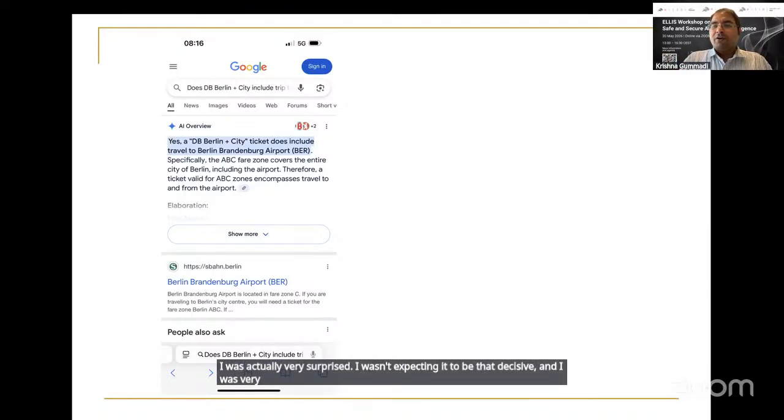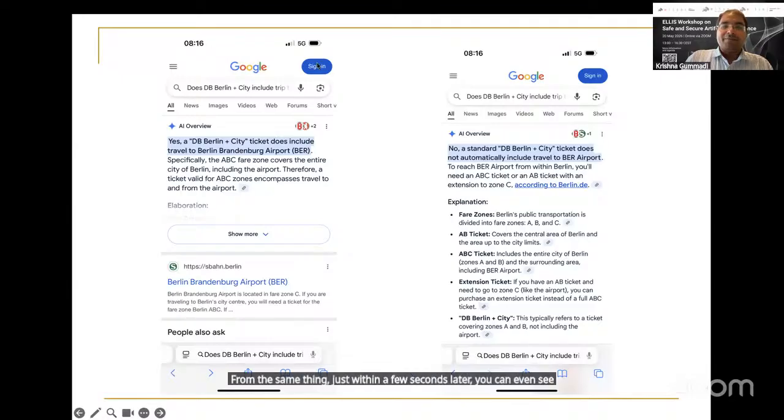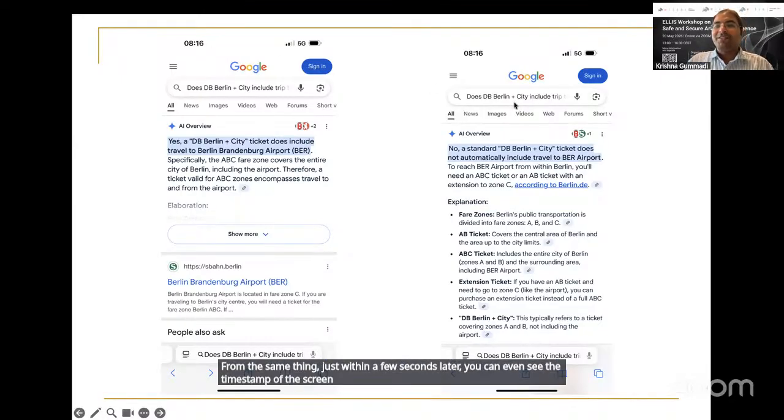But just before I got on, I somehow wanted to double check this because somebody had told me before that this might not be the case. So I just refreshed the search, and then I got this answer from the same thing just within a few seconds later. You can even see the timestamp of the screen. It's exactly within the same minute.